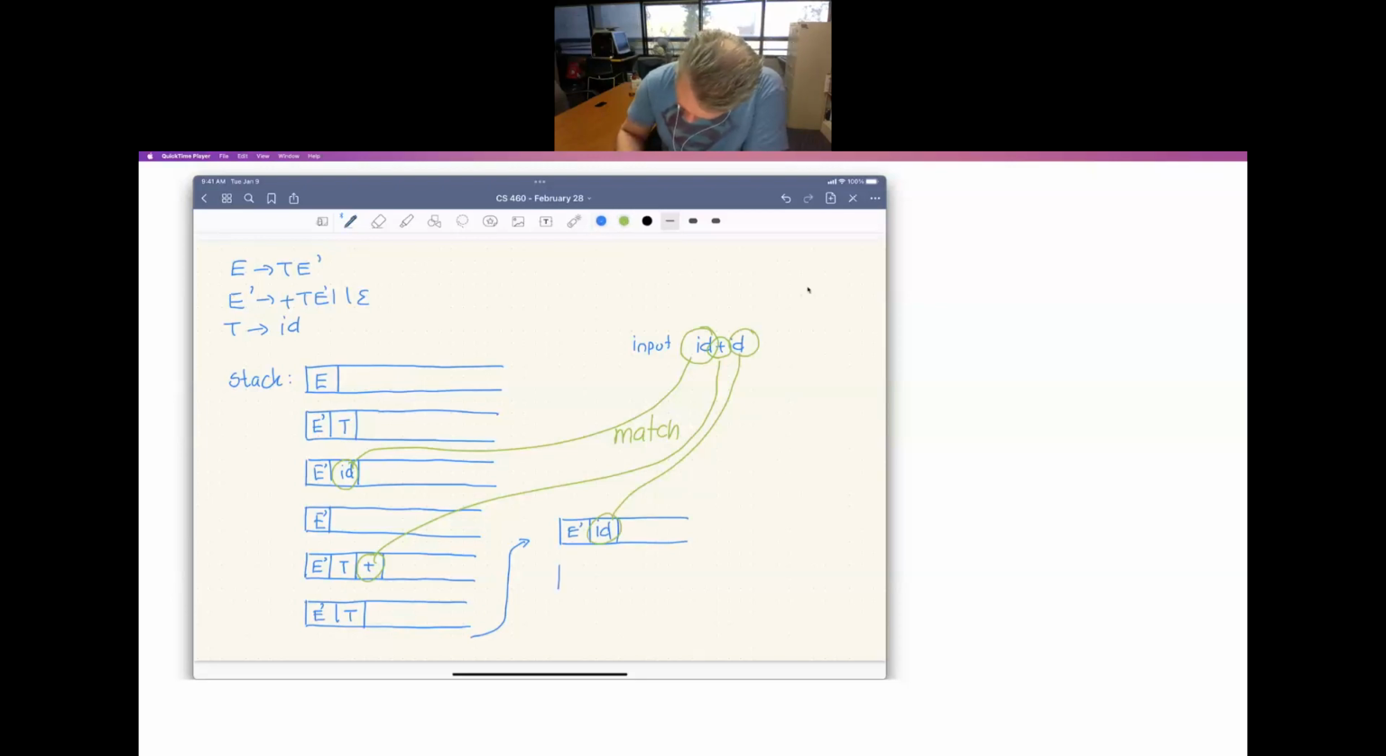So what next? Then that's gone, and we're back to just having an E prime. I don't have any more input, and luckily E prime can go to epsilon. So we're done. Now what we do in reality is we glue a dollar symbol there, there, there, there, to denote the bottom of the stack. And we put a dollar there.